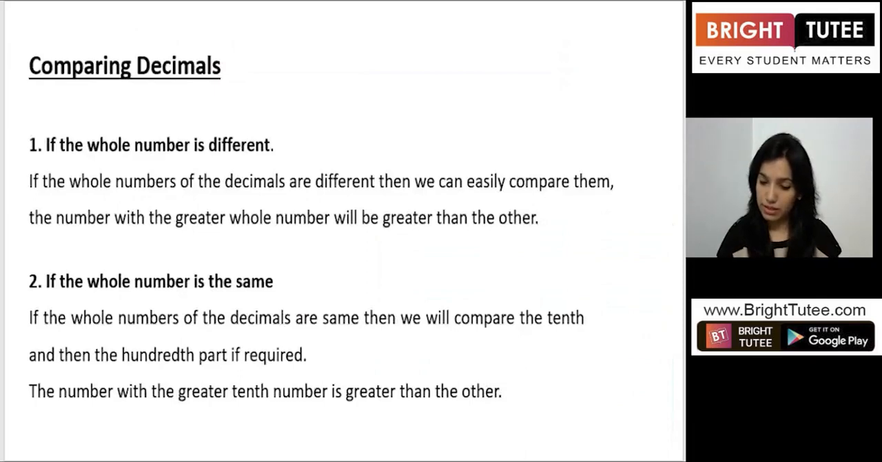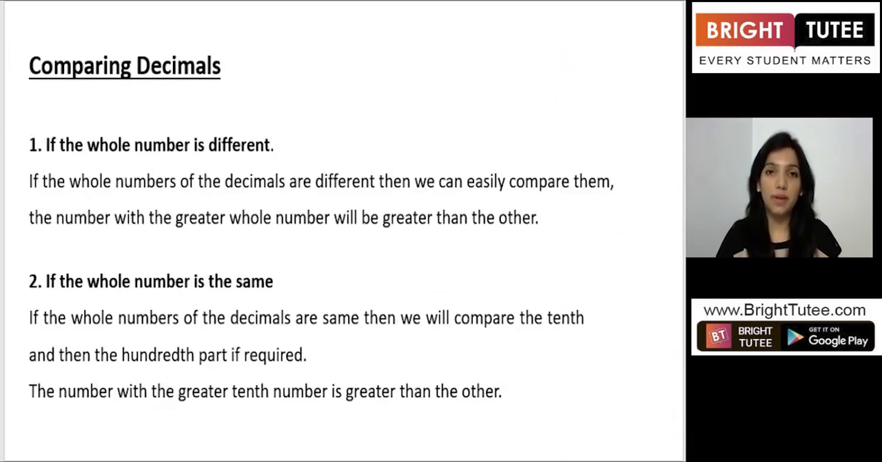Hello students, welcome to your math lesson. We have learned in decimals about the introduction. We know how to represent decimals in tenths and in hundredths. Okay, so now let us start today's lesson.